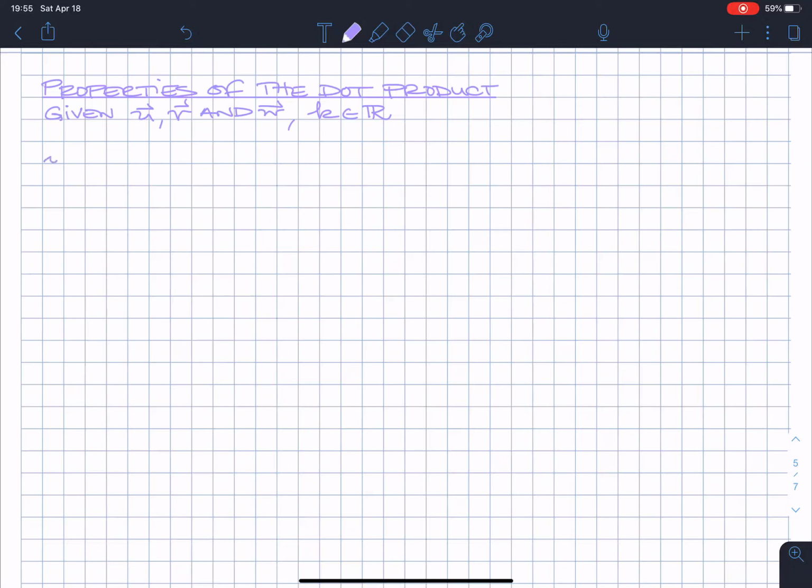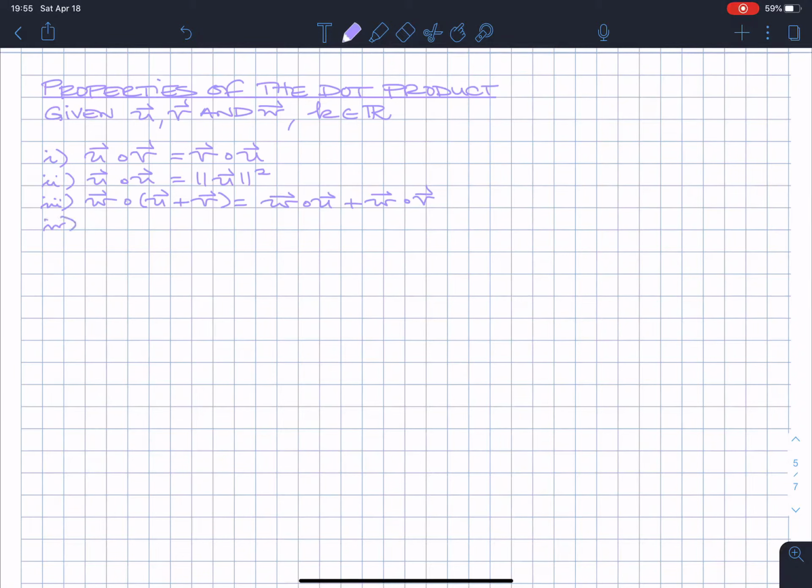We have the following. Number one, u dot v is the same as v dot u. Number two, we have that u dot u is the magnitude of u squared. Number three, we have that w dot (u plus v) is w dot u plus w dot v.